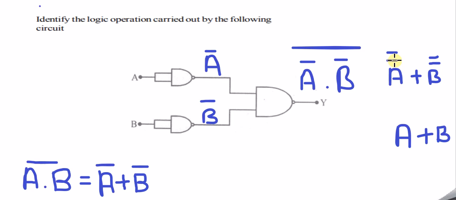So A bar bar means it will be A only. This is one of the laws of Boolean algebra. A bar whole bar is nothing but A. So in this way we arrive at this: A bar whole bar is nothing but A, plus as it is. So that is the OR gate. B bar whole bar is nothing but B. So finally this is the final answer: A plus B is the final answer. So this entire circuit is evaluated as A plus B. So Y equals A plus B is the answer.